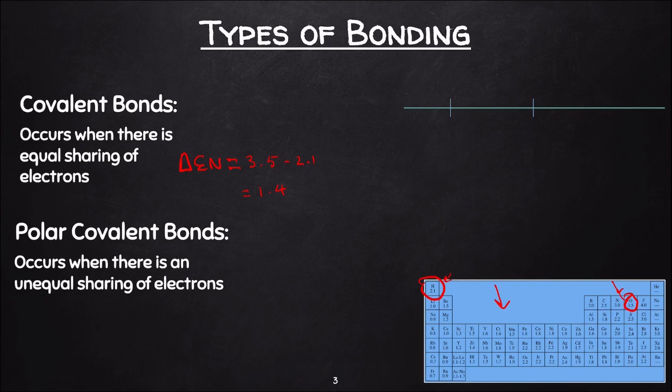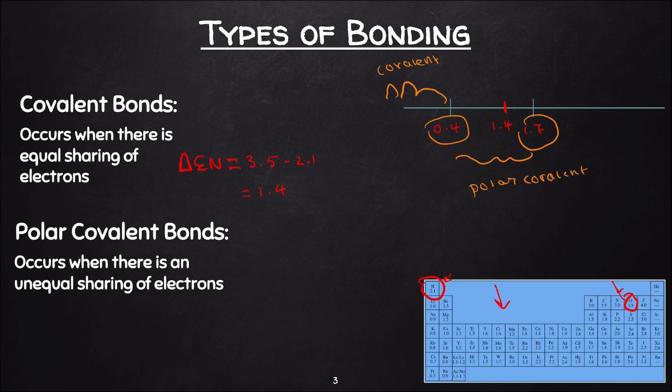And 1.4, let's create a number line right here. This would be 0.4 and this is 1.7. 1.4 will be right here. And what are these values that I'm going to circle right here? Before we get to 0.4, the range between here is a covalent range. That means that when our delta En is from 0 to 0.4, then we have a covalent bond. And from 0.4 to 1.7, we have a polar covalent bond.